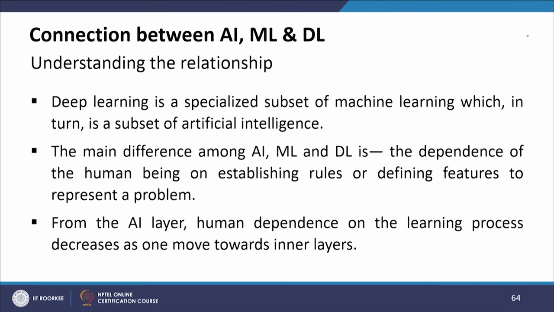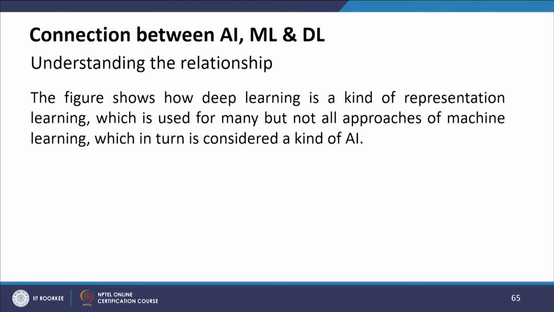So, now let us look at the connection between AI, ML and DL. Deep learning is a specialized subset of machine learning, which in turn is a subset of artificial intelligence. The main difference among AI, ML and DL is the dependence of the human being on establishing rules or defining features to represent a problem. From the AI layer, human dependence on the learning process decreases as one moves towards inner layers. The figure will show how deep learning is a kind of representation learning which is used for many but not all approaches of machine learning, which in turn is considered a kind of AI.